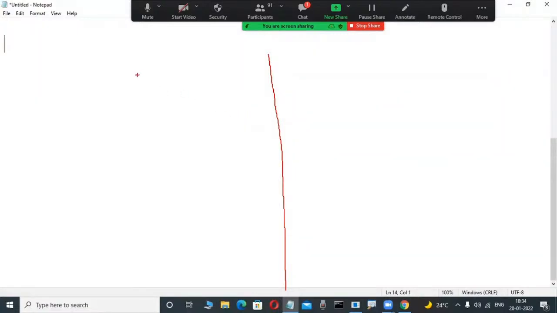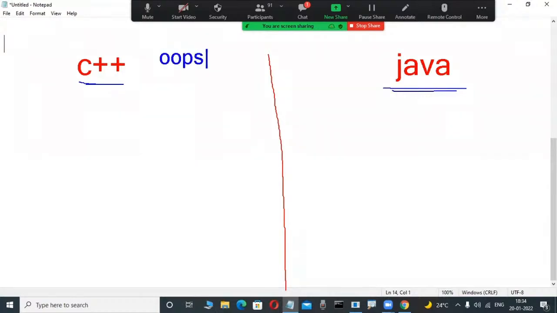Now check it out. Just observe for five minutes, that is enough. This is a demo, just observe what is going on. C++ is a language and Java is a language, for example for computer students. These are two popular object-oriented languages. In object-oriented languages, there are some OOPS concepts, object-oriented features. Here also OOPS concepts are there, and here also.